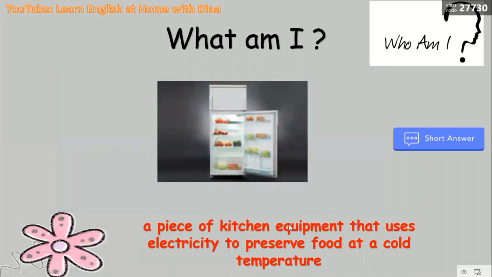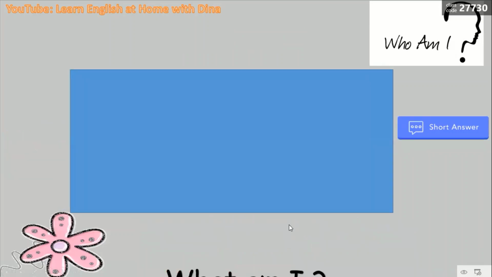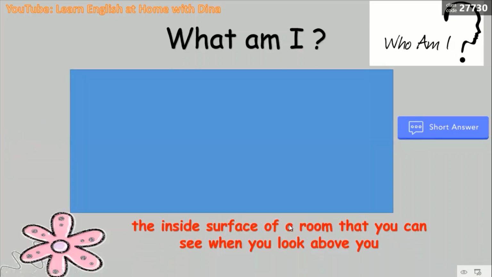What do we call it? It's a refrigerator. Refrigerator. Or we can say fridge. Both are right. What am I? The inside surface of a room that you can see when you look above you.